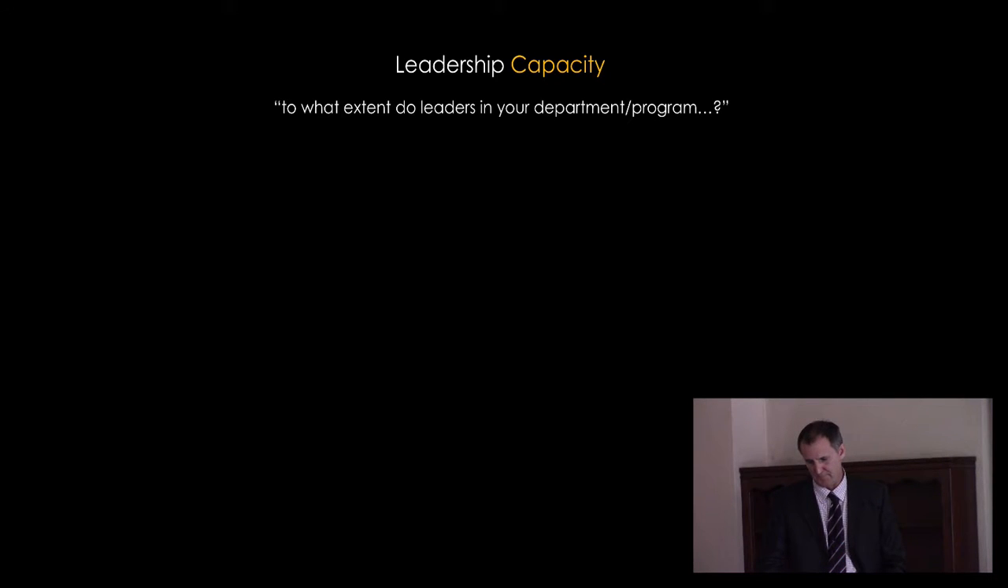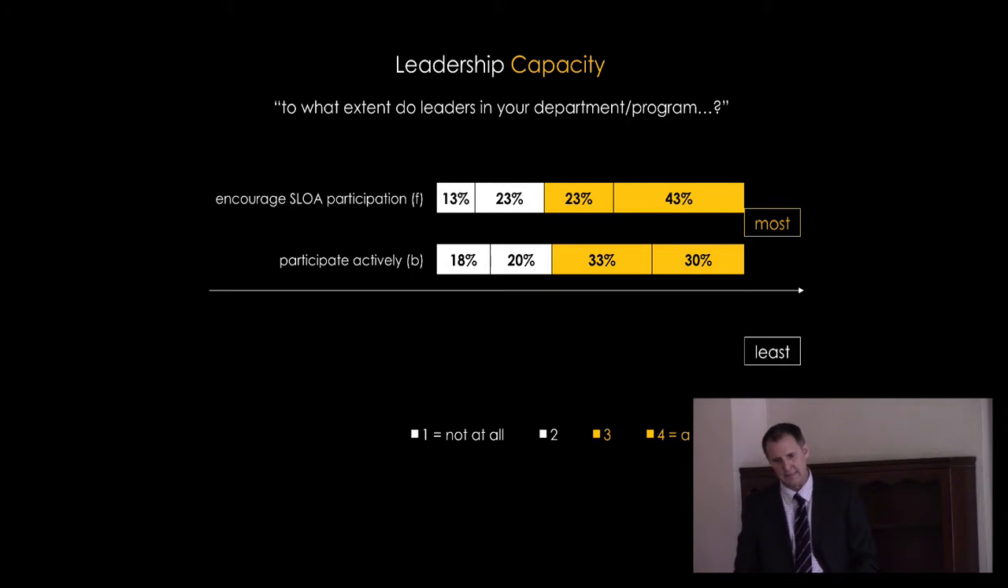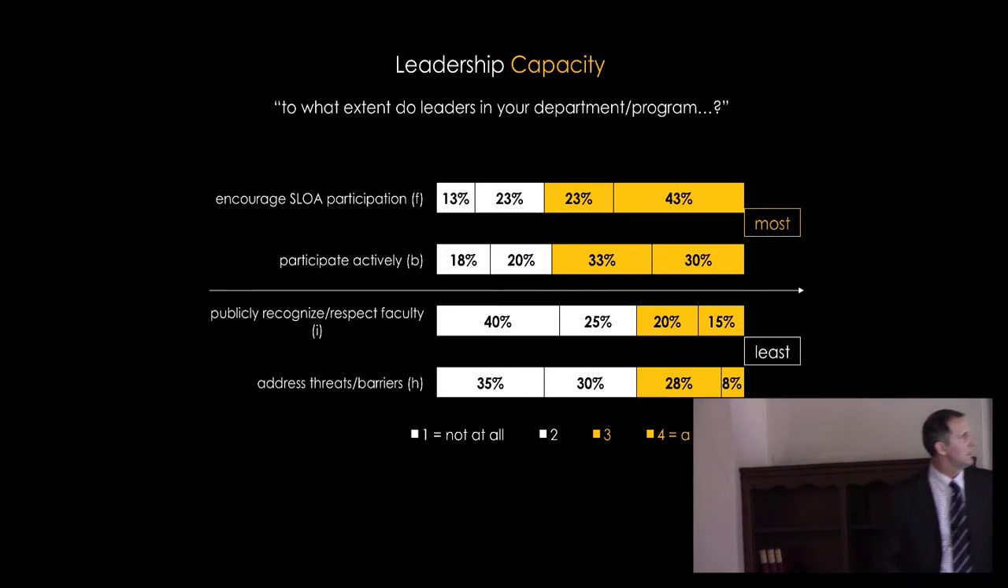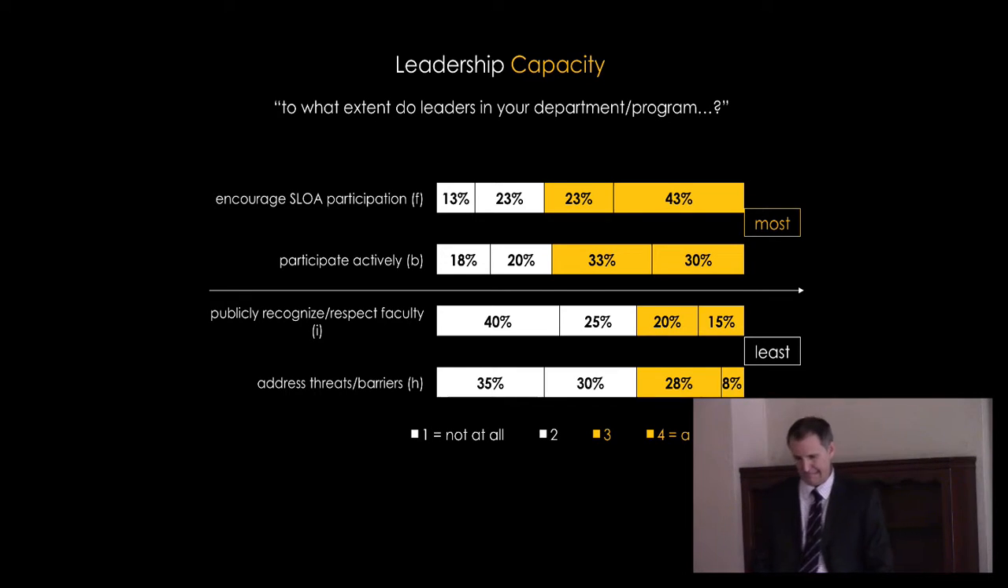And then the last one, the crucial one, in my view, leadership capacity. Couldn't be more important. To what extent do leaders in your department encourage outcomes assessment participation? Quite good. Participate actively, so kind of split. Some do, some don't. Publicly recognize or respect faculty, not so much, but some people certainly are. And to what extent do they address threats or barriers to assessment? You can see the other items that I asked about leadership.